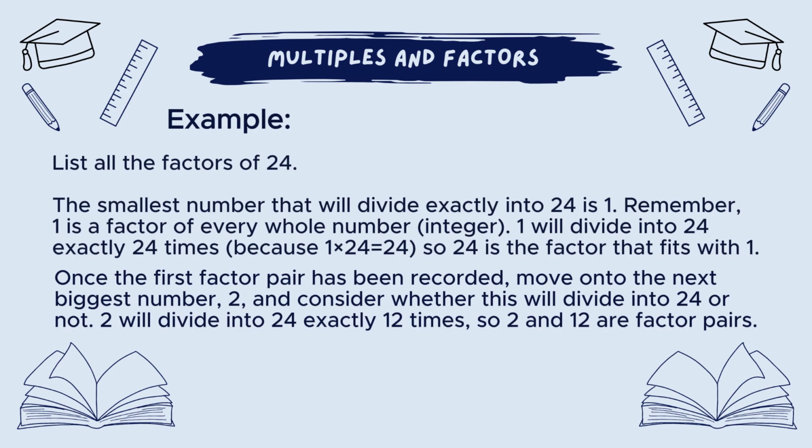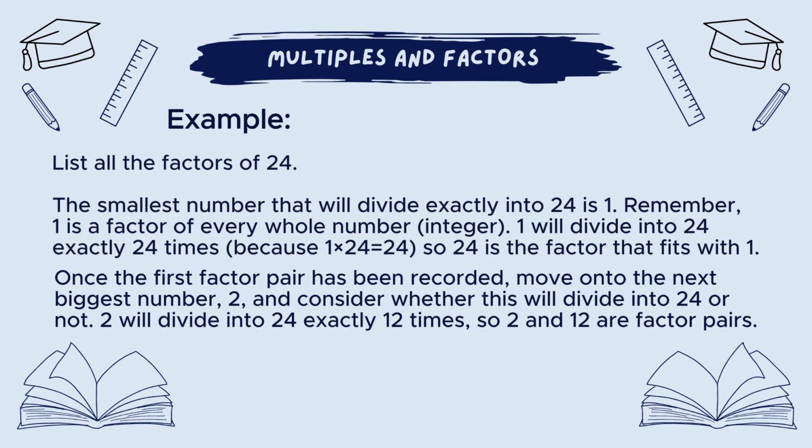An example, list all the factors of 24. The smallest number that will divide into 24 is 1. Remember, 1 is a factor of every whole number because 1 will divide into 24 exactly 24 times. 24 is the factor that fits with 1.